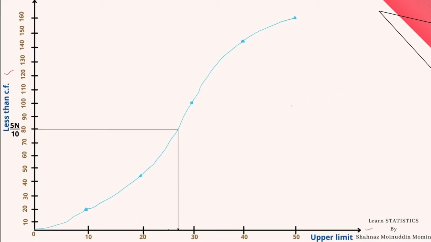To obtain the fifth decile graphically, calculate 5n divided by 10. We know that there are 160 students given in the example, so it is 5 into 160 divided by 10, and it comes out to be 80. After calculating 5n by 10, point out the value 80 on the less than cumulative frequency axis.